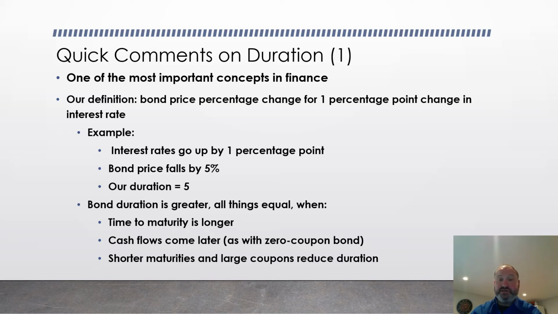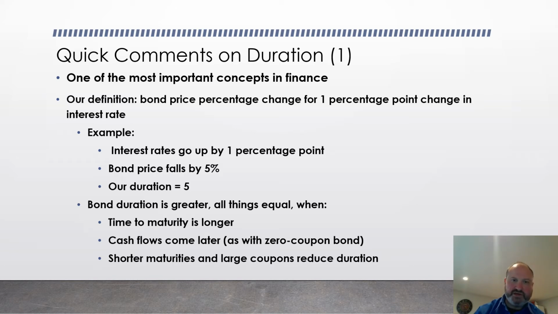Okay, these are two entirely separate issues. You could have a very long dated bond but with very big coupons, and so even though it's long dated, it might not have that big a duration because you're getting back so much money in big coupons early on. Okay, so short maturities and large coupons reduce duration. Shorter maturities and larger coupons, in other words, reduce your exposure to interest rate risk.